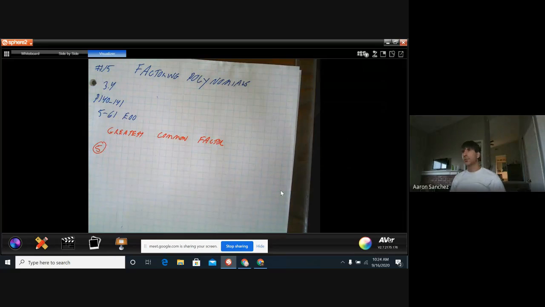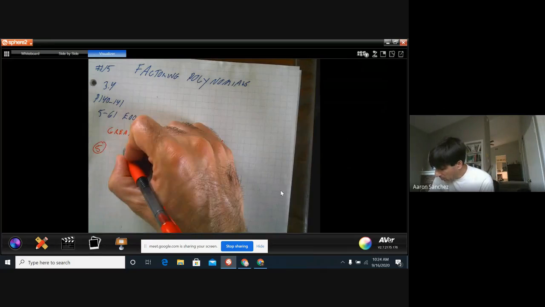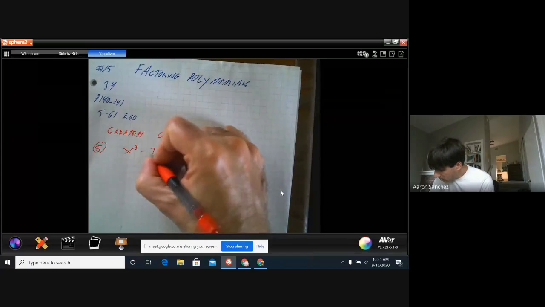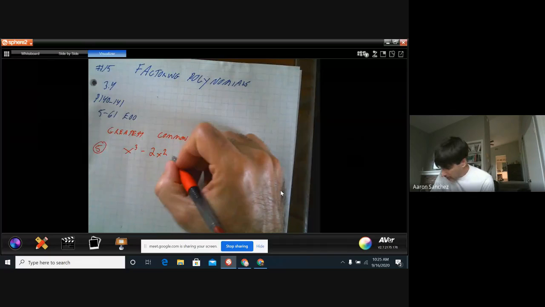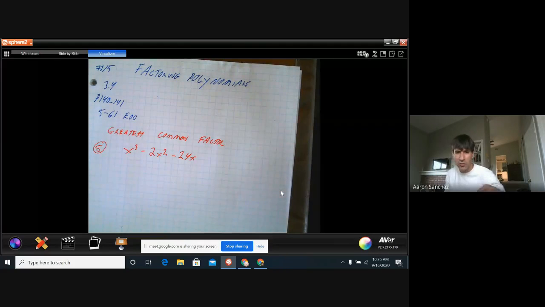You've seen this before, but I'm trying to figure out the best way to describe this. The greatest common factor is what each of these monomials are divisible by. So if I have here x cubed, this is number 5, minus 2x squared minus 24x. Again, you should know how to do this. If I go too fast, let me know. You might have forgotten how to do it. You might need a little explanation, but I'm assuming that you've seen this before.